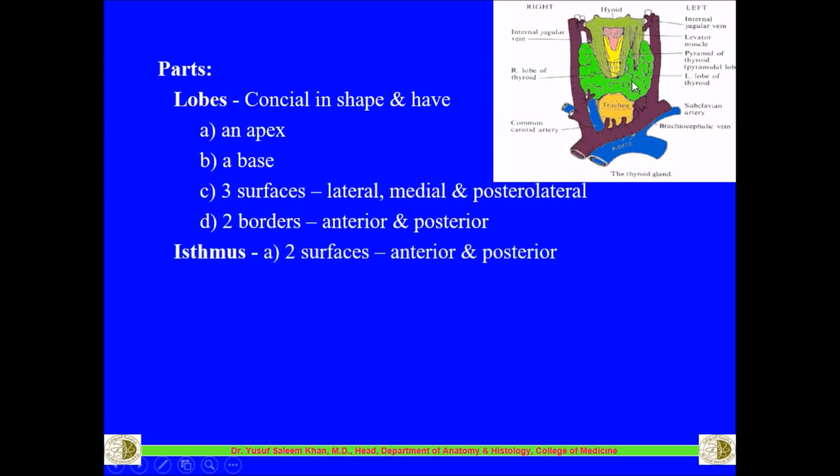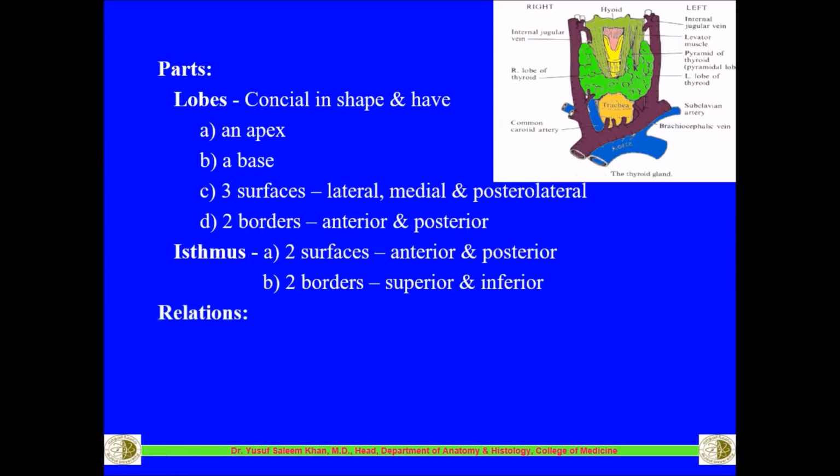Each lobe, right and left lobe. Coming to the isthmus, it has two surfaces. One is the anterior surface, which you are seeing right now, and the posterior surface will be in contact with the tracheal rings. Then there are two borders for this isthmus, the superior border as well as the inferior border. So two borders, superior and inferior, and two surfaces, anterior and posterior surface.